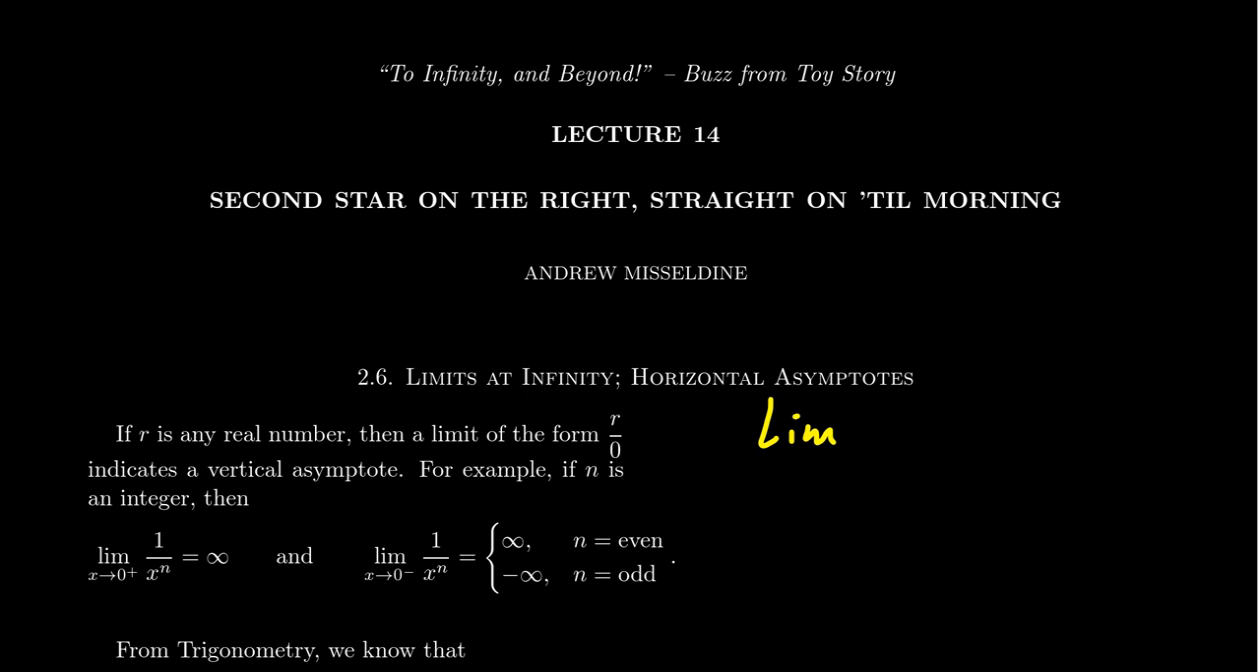The type of limits that approach infinity that I want to talk about in this video will be limits of the form where we take the limit as x approaches a from the right or the left. So a is itself a finite number, and it turns out that this limit is equal to positive or negative infinity. So the limit itself is infinite, which is a different type of limit at infinity. And this leads to the notion of a vertical asymptote.